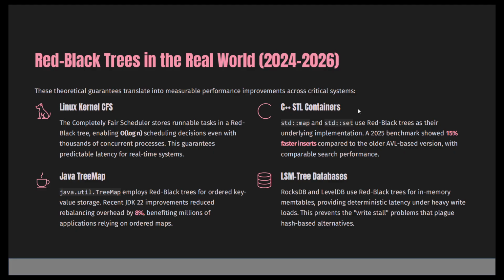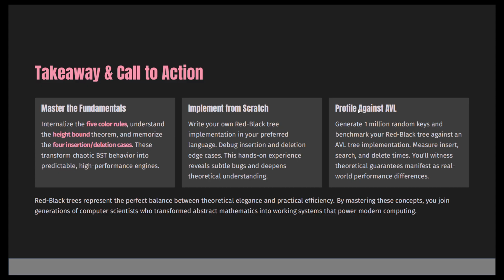In the C++ Standard Template Library, the containers std::map and std::set are implemented using red-black trees. This allows fast insertion and search operations. In Java, the class TreeMap also uses red-black trees for storing ordered key-value pairs. Modern databases like RocksDB and LevelDB also use red-black trees inside their in-memory structures. This implementation ensures predictable and efficient performance in real life.